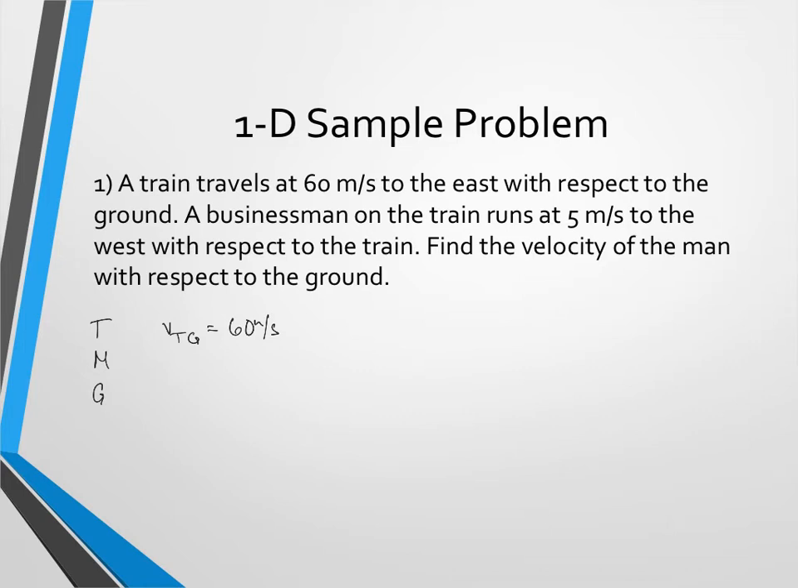Whereas if you also have a businessman on the train running 5 meters per second to the west with respect to the train. So we have the velocity of the man with respect to the train. And it's going 5 meters per second, but it's going west, that's the opposite direction, we'll make it negative. Now for this problem we're looking for the velocity of the man with respect to the ground.